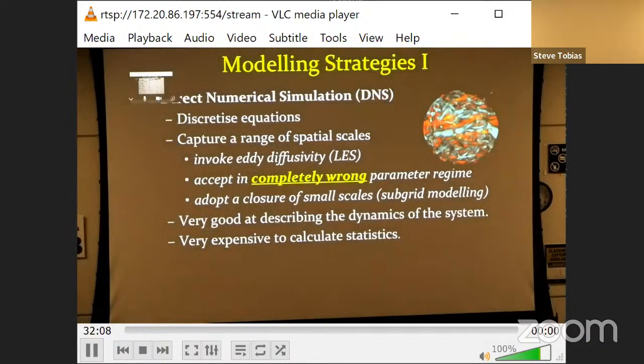I'm just going to briefly go through all these modeling strategies. So I've talked about DNS. You have to realize that you're capturing a range of spatial scales, and what you're doing is you're parameterizing what's happening on the scales below, whether you know it or not. You could adopt a closure of the small scale, so we'll talk a little bit about that. These are very expensive. They're heroic calculations. They're very good at describing the dynamics of the system, but you can imagine it's very expensive to calculate statistics. If you have to run these for a long time to gather statistics, it's quite difficult to do.